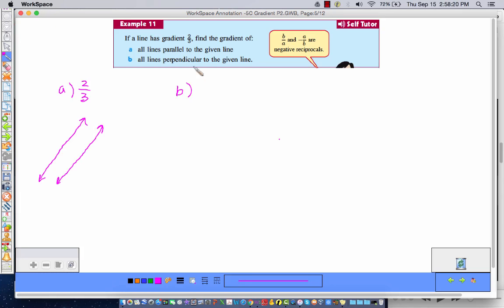And then B, all lines perpendicular to the given line. Well, I just have to take the negative reciprocal of 2/3. So the reciprocal is 3/2. I like to say opposite reciprocal, because right now it's positive, so the opposite of positive is negative. And that would look something like this. So this would be the line with the slope of 2/3. This is something like a line with slope of negative 3/2, and they would form a right angle. That's what perpendicular means.